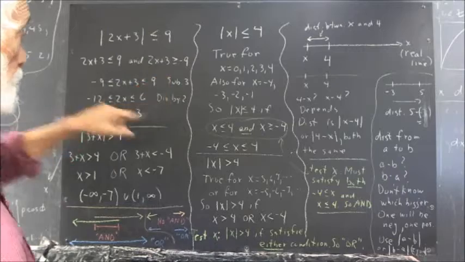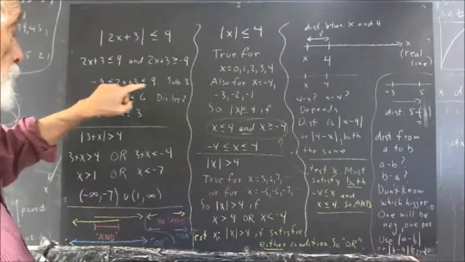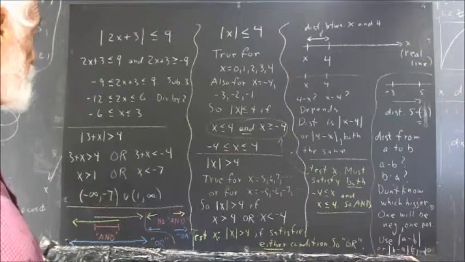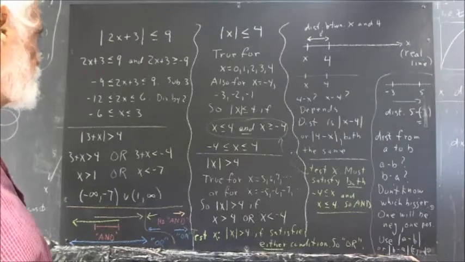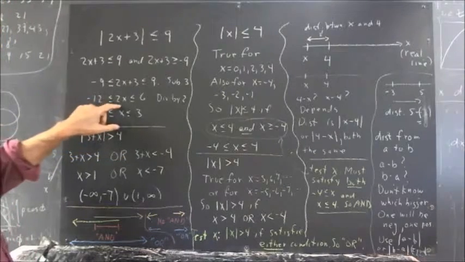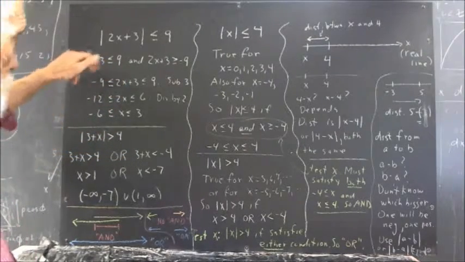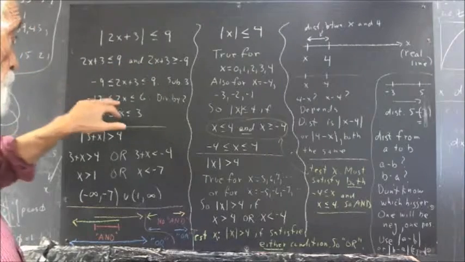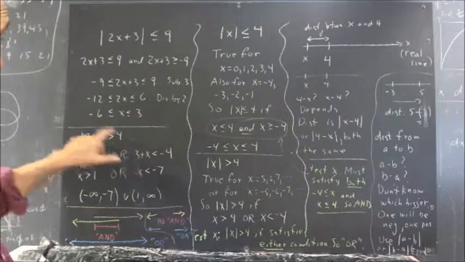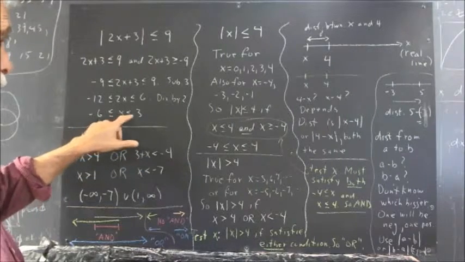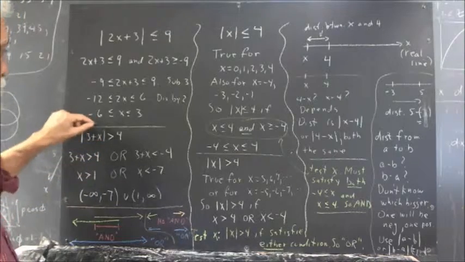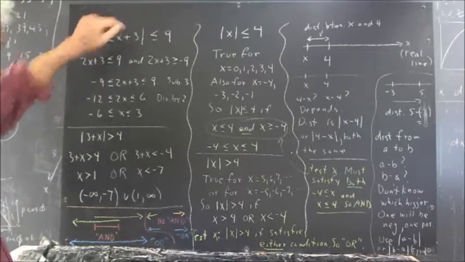And of course that then means that negative 9 is less than or equal to 2x plus 3, which in turn is less than or equal to 9. So we subtract 3 from all three expressions, and we get negative 12 less than or equal to 2x less than or equal to 6. Divide both sides by 2. We get negative 6 less than or equal to x less than or equal to 3. This is the solution to this inequality.